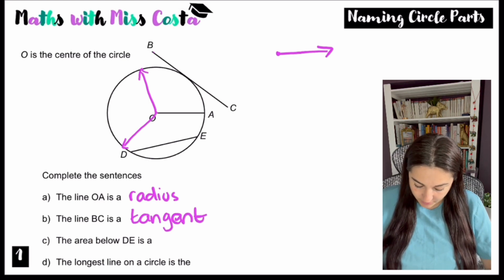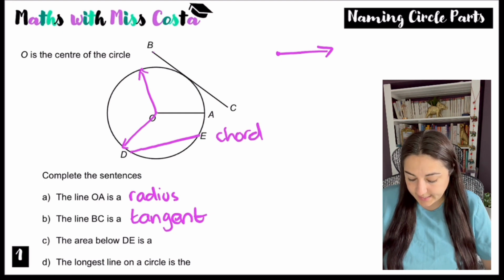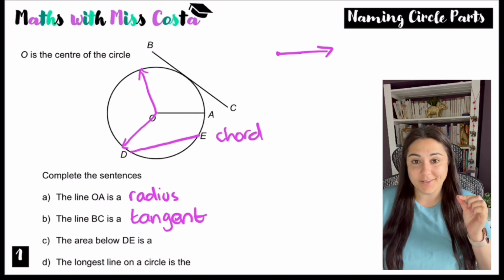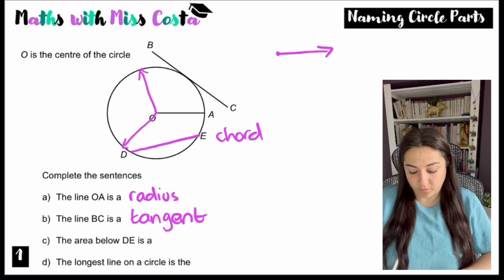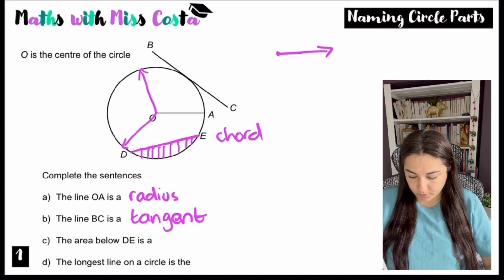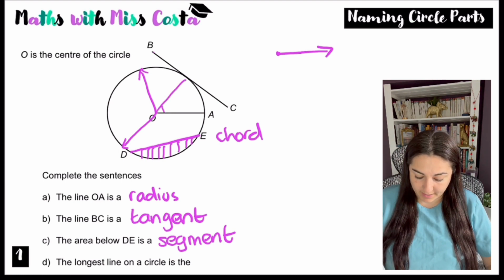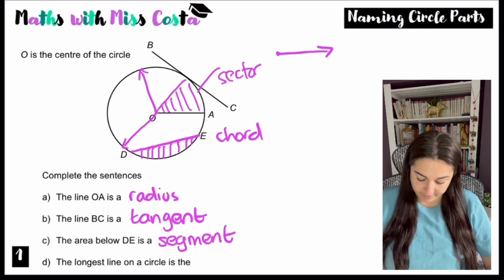Now the line DE, that's called a chord. It's a line from one edge of the circle to another, but not going through the centre, because the name of the chord that goes through the centre of the circle is called the diameter. Now the area formed below a chord is called a segment. If you had the area and it was formed by 2 radii, that would be called a sector. Okay, but this area is a segment.